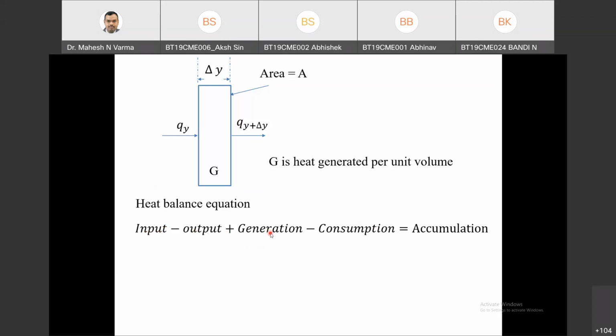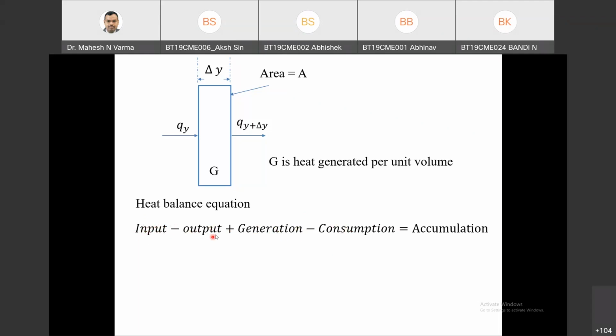I want generation per unit volume. This is generation, the rate of heat generation. It is not per unit volume. This is generation, and this is also a rate. So everything will have units of energy per unit time. That's all.